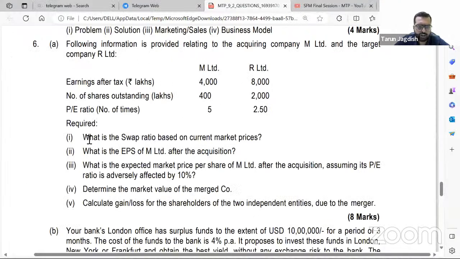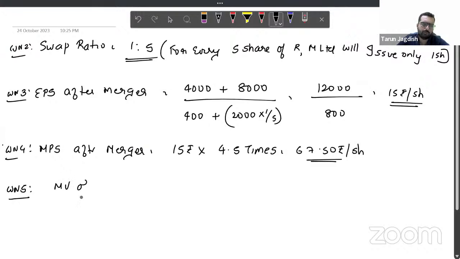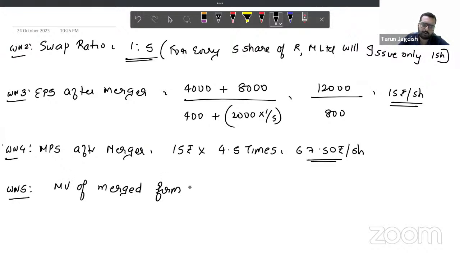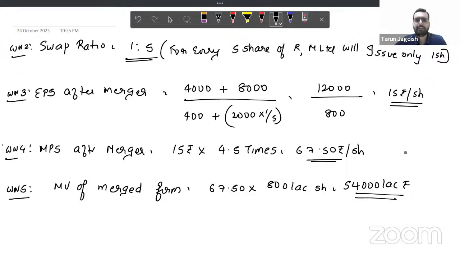67.5 rupees per share. So we have the swap ratio, the EPS, and the MPS. Now we need to find the market value of the merged firm. How will you find the market value of the merged firm? 67.50 into how many shares are there now? 800 lakh shares. We'll get the answer as 54,000 lakh rupees. Okay, can you scribble this down in your books now?